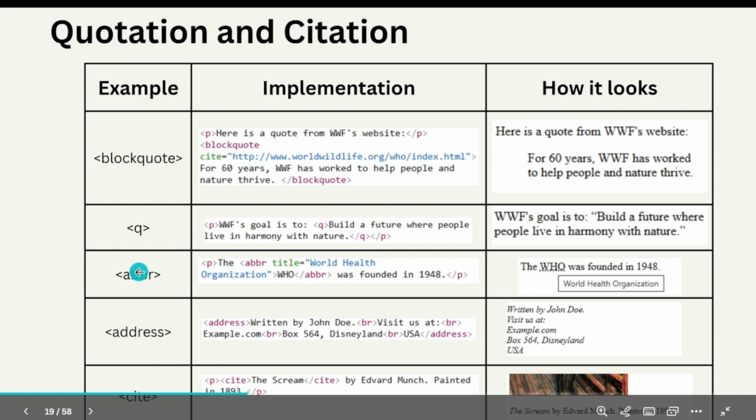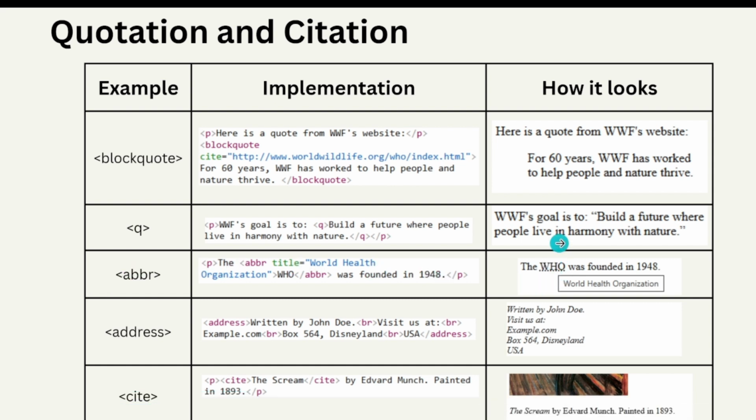And then next is abbreviations. Abbreviations, for example, you see this WHO, right? When you hover over them, they'll have a dotted underline under them, and it'll show you what is in this title attribute. So this World Health Organization.